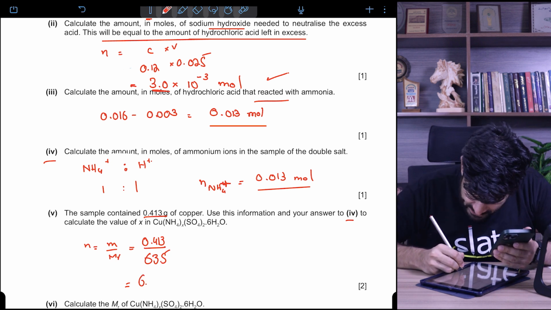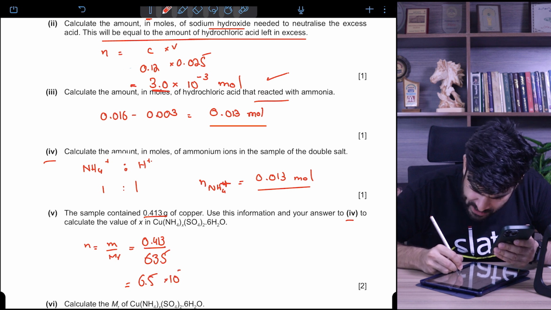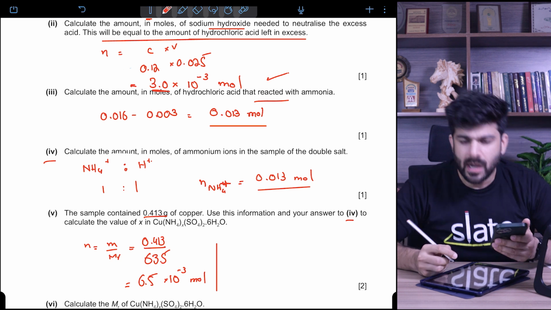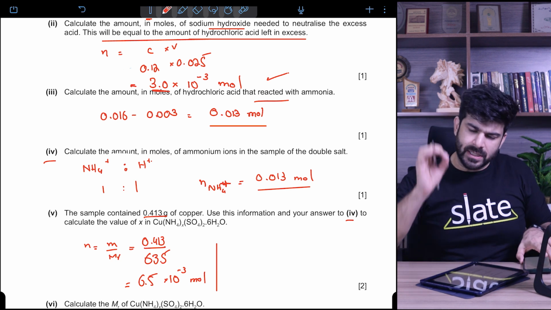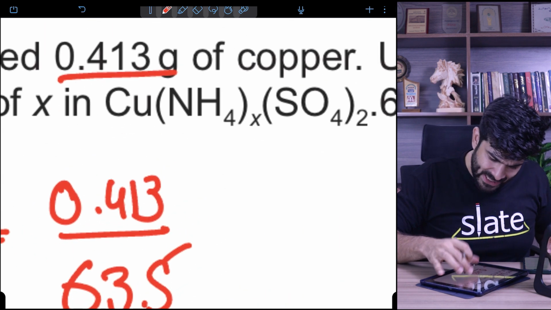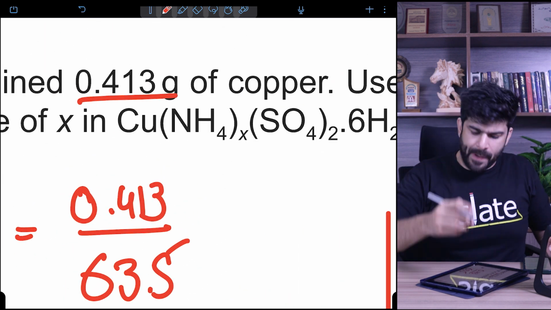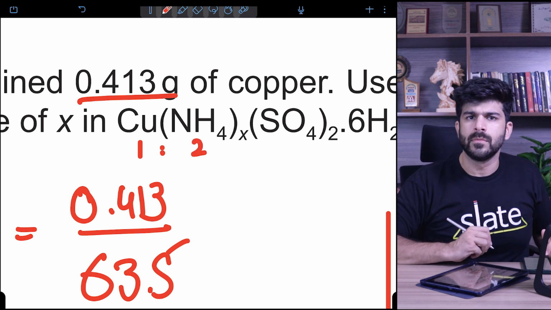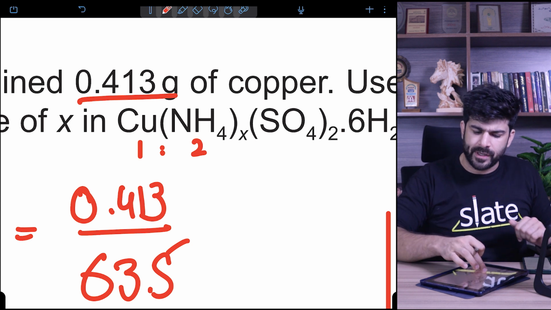That would be 6.5 into 10 raised to the power minus 3 moles. Now look at the formula. आपको बताया कि इस सैंपल के पास इतना अमाउंट ऑफ कॉपर है, हमने उसके मोल्स निकाल दिए. Now look at this. When we have 1 mole of this compound, we have 1 copper ratio 2 moles of ammonium. So we can make a molar ratio out of it.